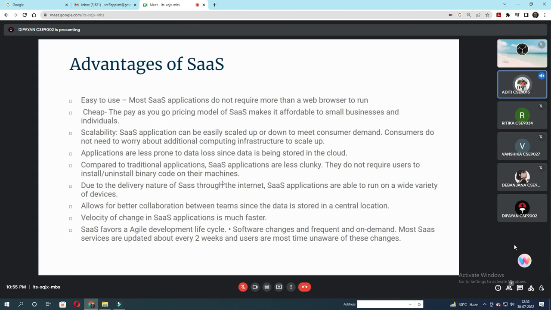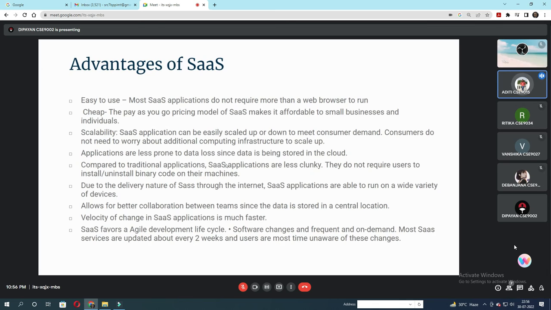SaaS applications are less prone to data loss since the data is stored in the cloud. Another advantage is that, compared to traditional applications, SaaS applications are less clunky and do not require users to install or uninstall binary code on their machines. Due to the delivery nature of SaaS through the internet, SaaS applications are able to run on a wide variety of devices. SaaS applications allow for better collaboration between teams since the data is stored in a central location.